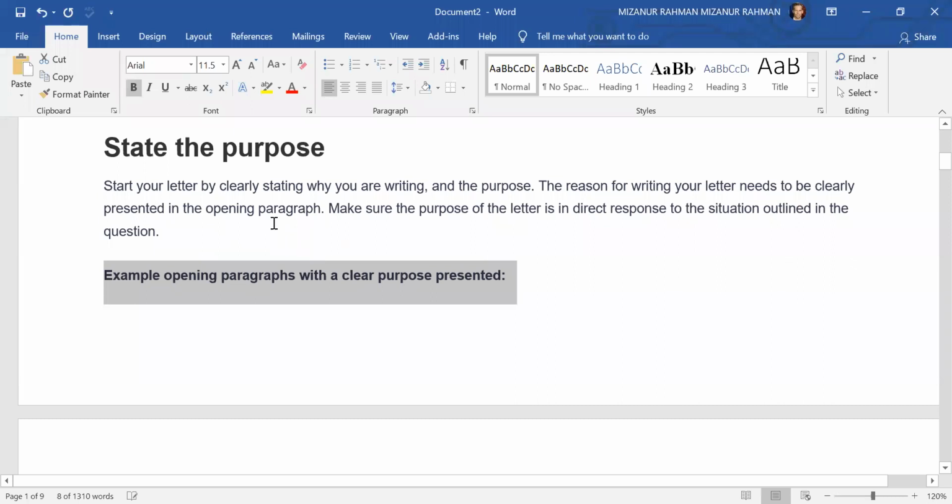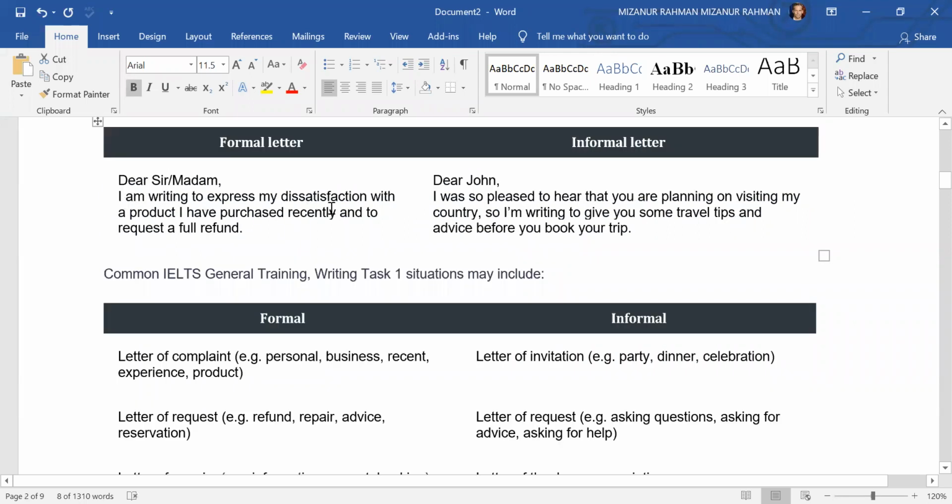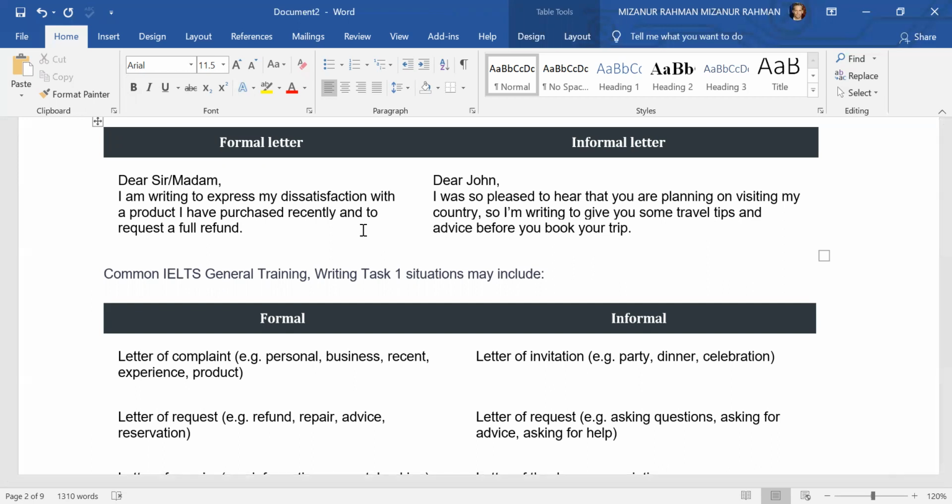So for a formal letter, how you can start the first paragraph: Dear Sir or Madam, I'm writing to express my dissatisfaction with the product I purchased recently and to request a full refund. Now, for an informal letter, you can say, Dear John, I was so pleased to hear that you are planning on visiting my country. So I am writing to give you some travel tips and advice before you book your trip. So this is actually the purpose in the first paragraph. The opening paragraph must show the purpose.